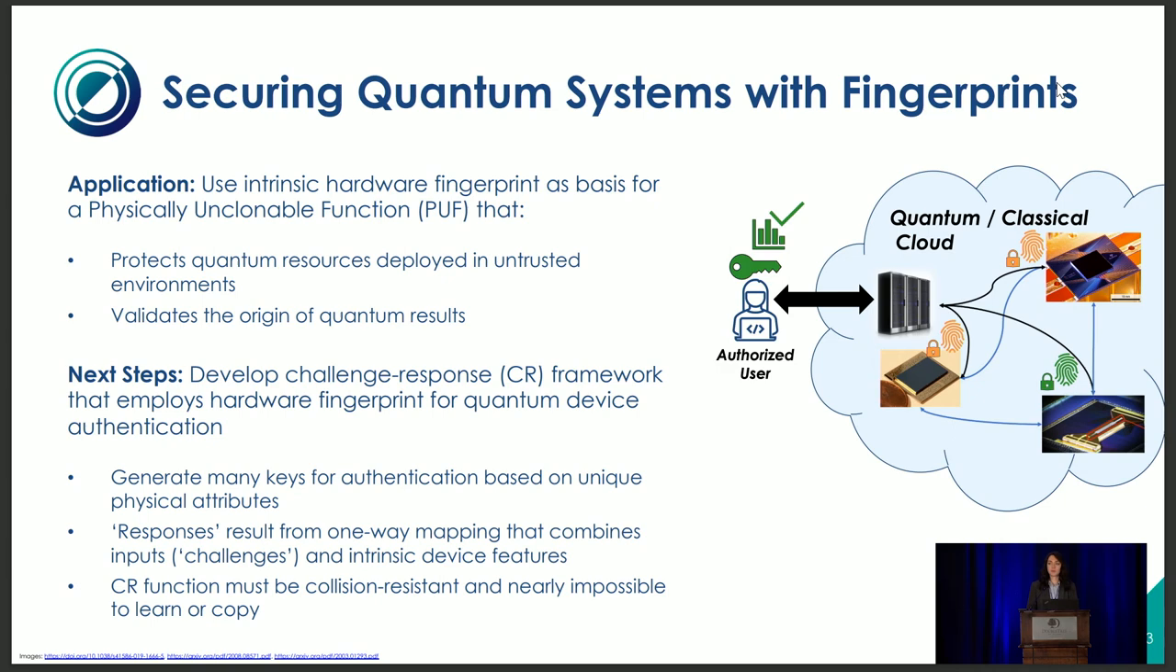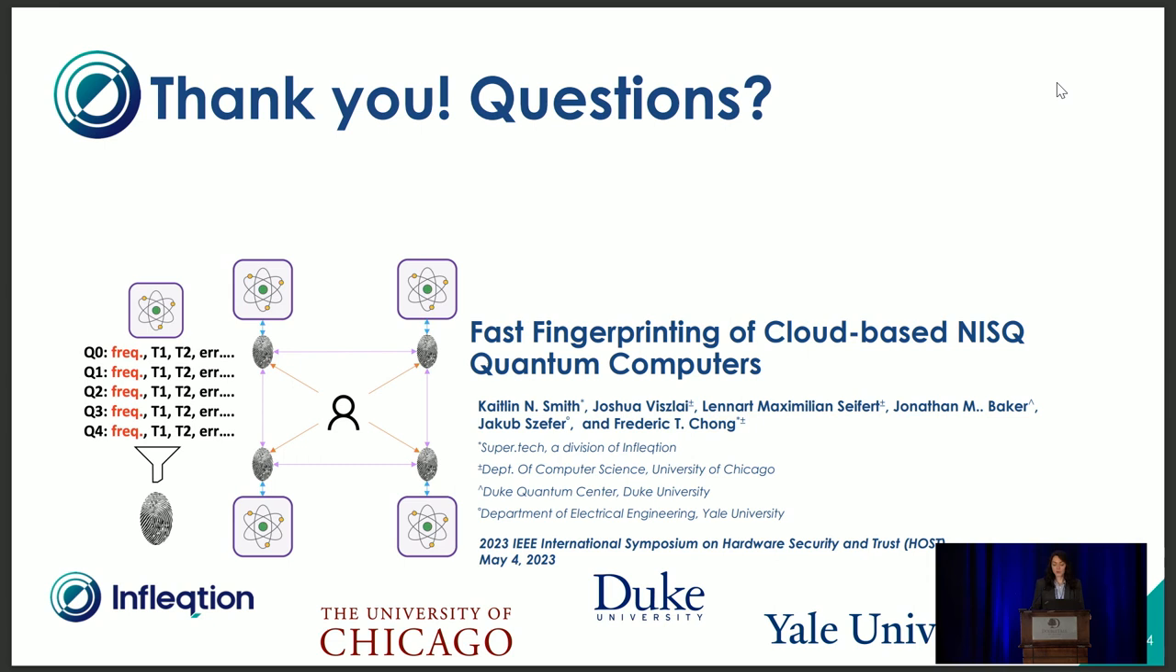So if we were able to do these types of challenge response routines in situ during our quantum computation, we'd be able to not only identify our quantum device, but identify that we're actually getting quantum responses. So kind of a mini quantum advantage experiment while your quantum algorithm is running in place. So with that, I would like to thank everyone for their time and open it up for questions.